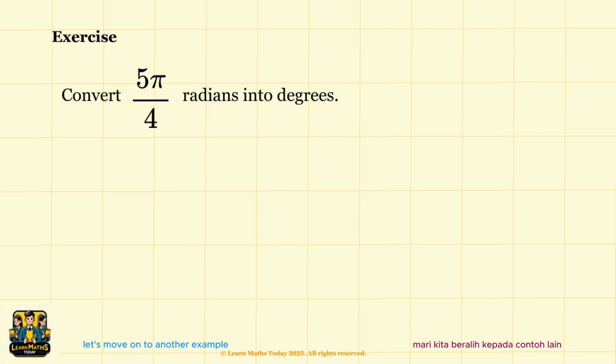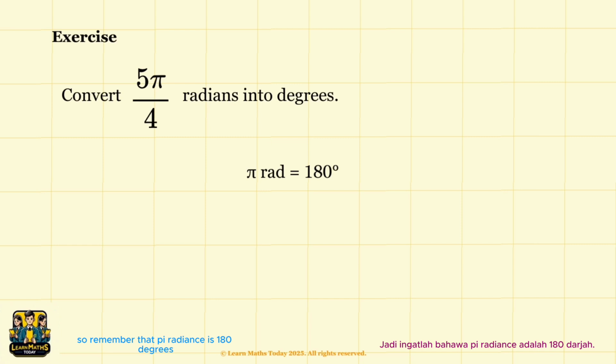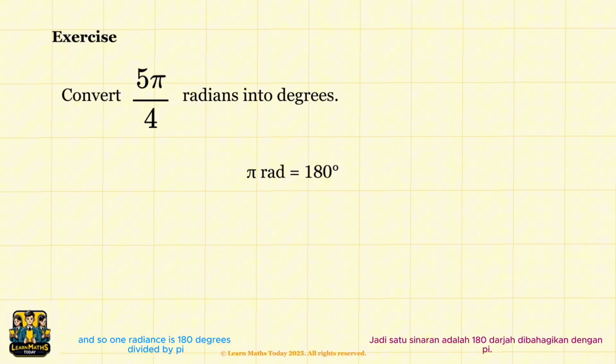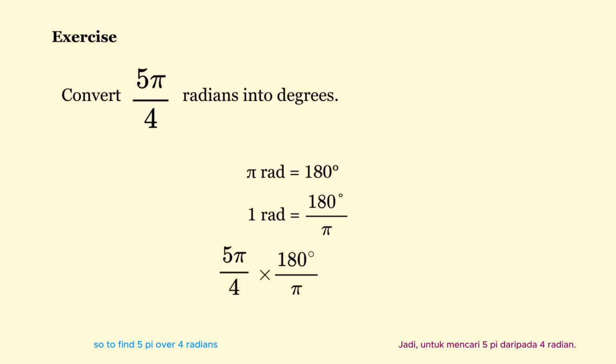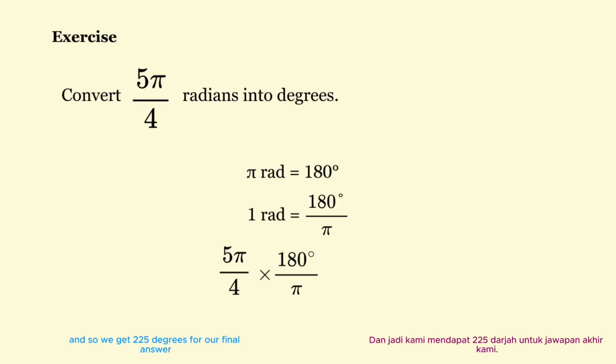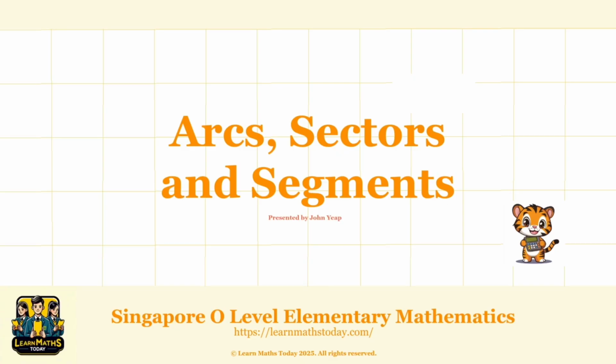Let's move on to another example, converting 5 pi over 4 radians into degrees. Remember that pi radians is 180 degrees, and so 1 radian is 180 degrees divided by pi. To find 5 pi over 4 radians, we multiply that by 180 degrees over pi radians, and so we get 225 degrees for our final answer.